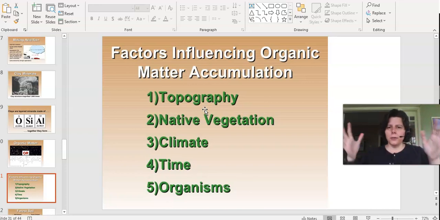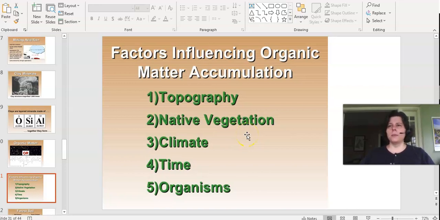So the low-lying areas give us more organic material, because those were where the land intersected the water table, and so we get this accumulation. So that'll impact it. Then there's what type of vegetation you have inside of there.